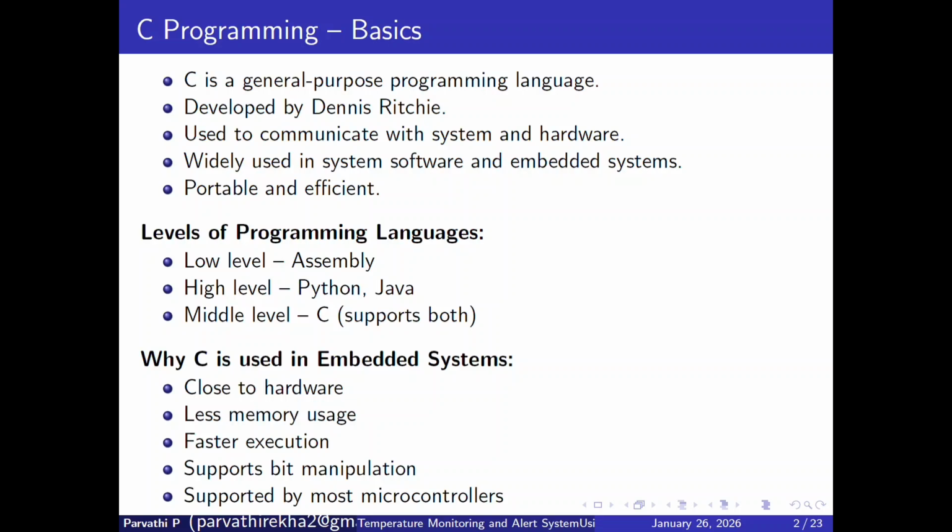Coming to the low-level programming languages, the example is assembly language. It stays much closer to the hardware, to do coding at the register level, working with the registers. The next one is the middle-level programming language, which is C programming. It contains both features of low-level and high-level programming.